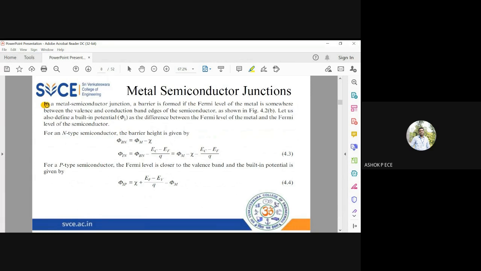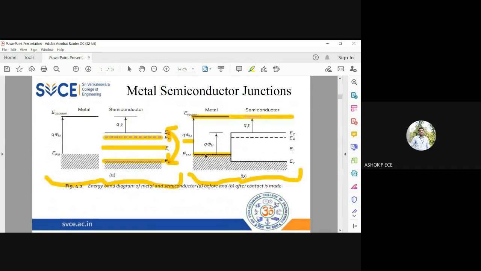In the metal semiconductor junction, a barrier is formed if the Fermi level of metal is somewhere between the valence band and conduction band edges of the semiconductor. Yes, that is happening. See the diagram. The Fermi level of metal is between EC and EV.